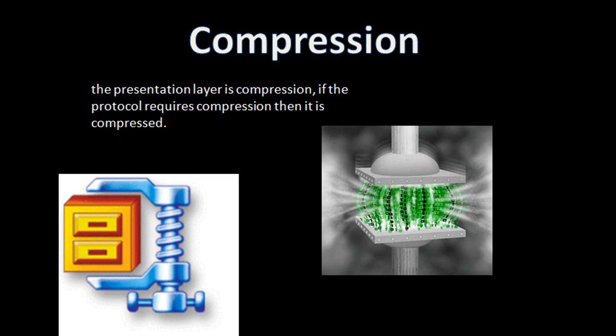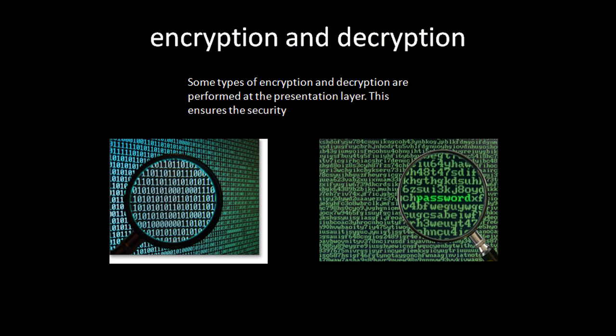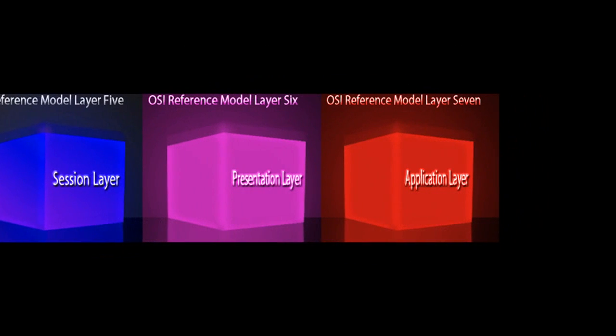Also, another function of the presentation layer is compression. If the protocol requires compression, then it is compressed. On the receiving side, if the package needs to be decompressed to be read, then that happens on the presentation layer. Some types of encryption and decryption are performed on the presentation layer. This ensures the security of the data as it travels. For example, one of the most popular encryption schemes that is usually associated with the presentation layer is the Secure Socket Layer protocol. Not all encryption is done on layer 6.